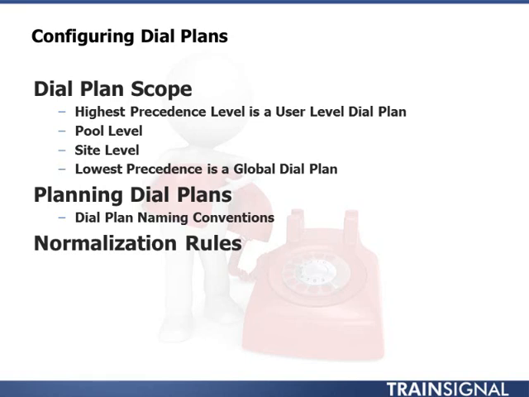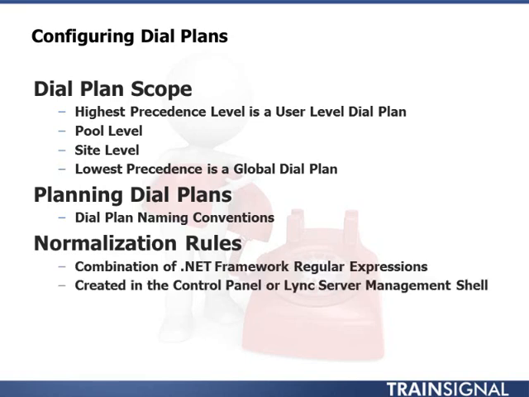So as we create our dial plans, a dial plan is going to be a combination of .NET Framework regular expressions, and they identify numeric patterns that your users are dialing and how they get translated or normalized over to an E.164 format. So when you dial a certain number string, the product understands that this matches a certain pattern and this is how I'm supposed to translate it.